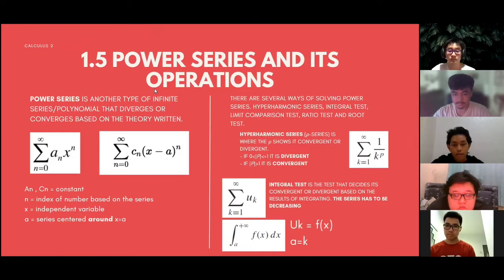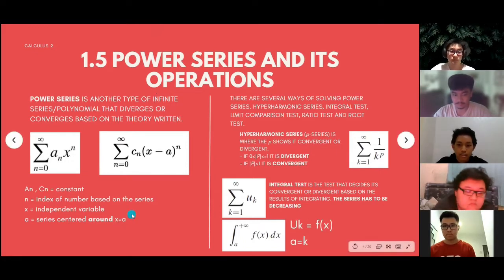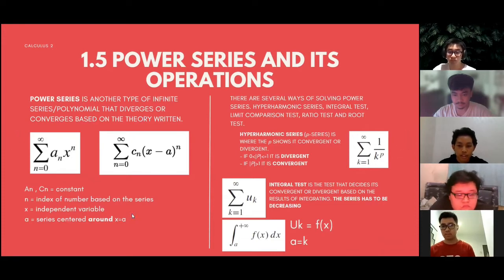The first one, hyperharmonic series, or usually called P series, is where the P shows if it is convergent or divergent. The next one is the integral test, which decides its convergence or divergence based on the result of integrating, and the series has to be decreasing.